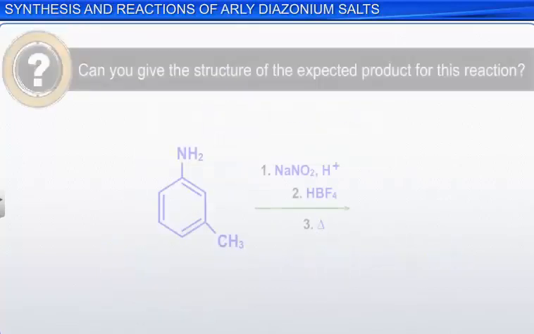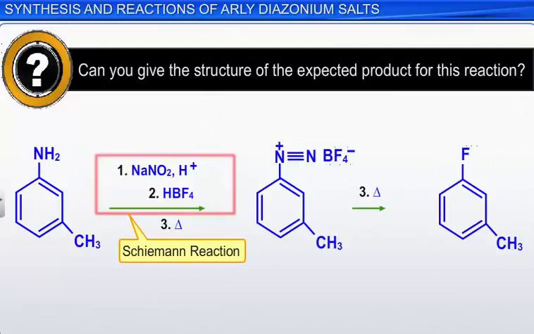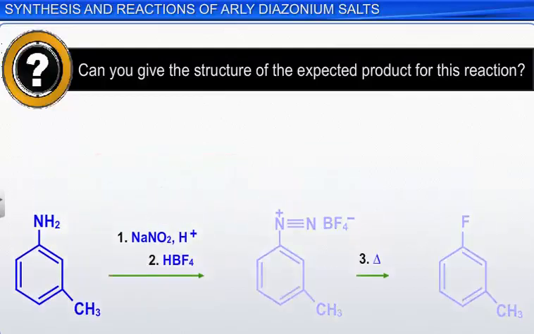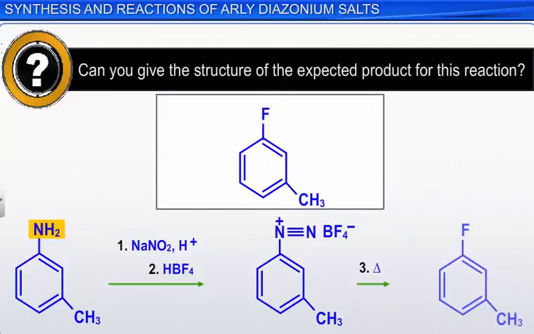Can you give the structure of the expected product for this reaction? You should recognize this as the Schiemann reaction. The amine group will be transformed into a diazonium group and ultimately be replaced by fluorine.